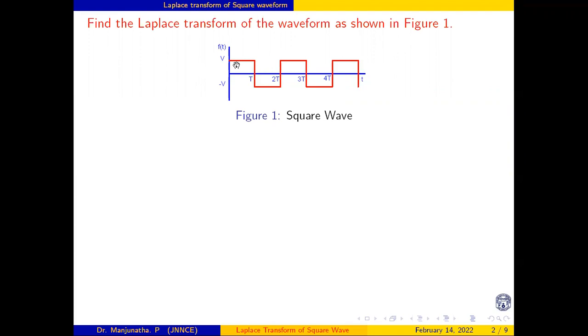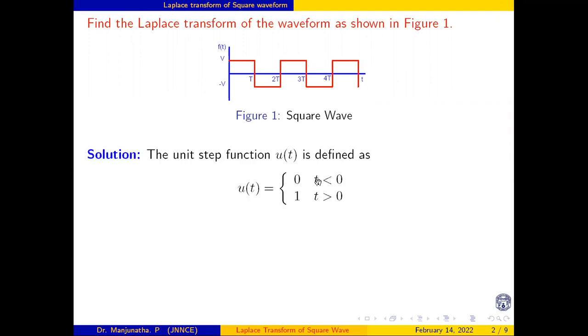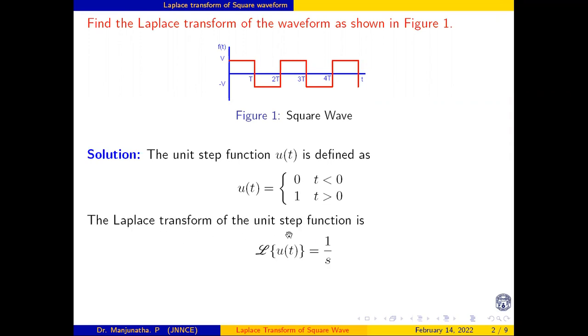So first, to find the Laplace transform of this square wave, this is made up of unit step functions. So first we'll understand the Laplace transform of the unit step function. The unit step function is defined as u of t equal to 0 when t is less than 0 and equal to 1 when t is greater than 0. And the Laplace transform of this unit step function u of t is 1 by s.